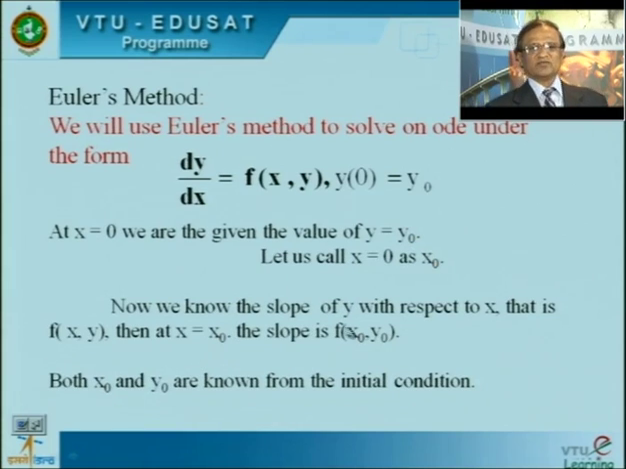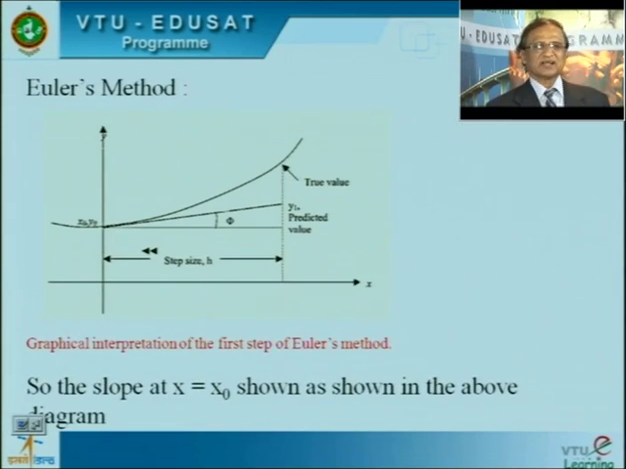Now, we know the slope of y with respect to x, that is f of x, y. Then at x equal to x naught, the slope is f of x naught, y naught. It means dy by dx is equal to f of x naught, y naught, where x is replaced by x naught and y is replaced by y naught. Sometimes we can write this as y of x naught is equal to y naught. Both x naught and y naught are known from the initial condition. So, we can use the initial condition.